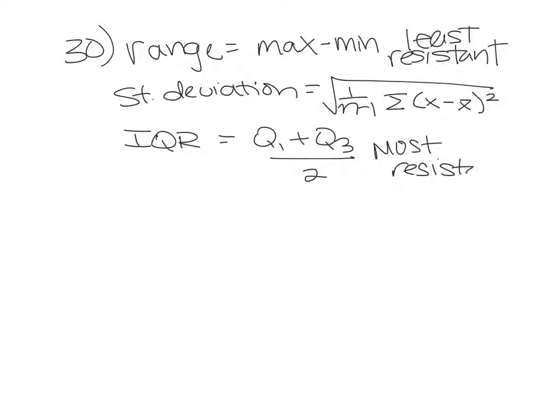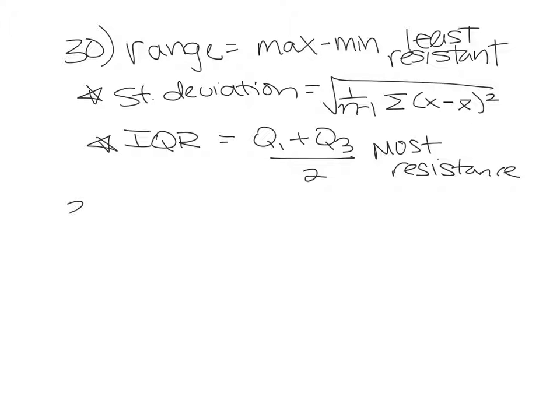Outliers are going to have the least effect on the IQR, and this is why the IQR is used when you talk about the medians, and this is why the standard deviation is used when you talk about the means, when you do the center of the distribution. So the range is rarely used because it is so greatly affected by outliers.